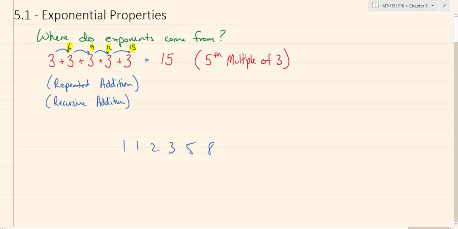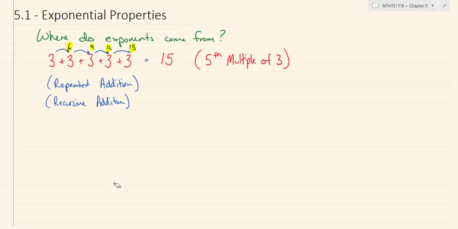How do you generate the next number? You take the previous 2 and add them together. So the Fibonacci sequence is a recursive sequence. This recursive method of adding the same thing to itself works, but boy, it's slow. It takes a long time to write out all these numbers.